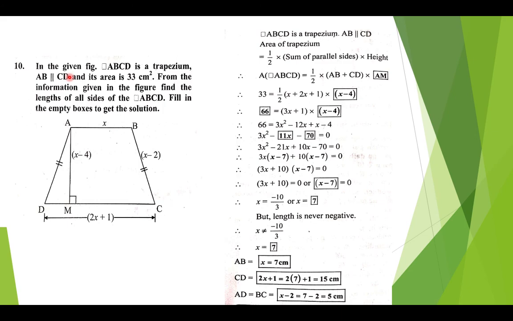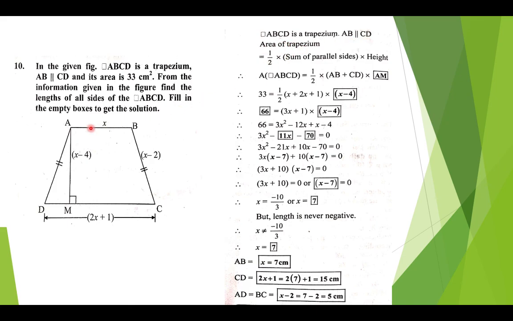In the given quadrilateral, ABCD is a trapezium, AB parallel to CD and its area is 30 centimeter square. From the given information in the figure, find the length of all the sides of quadrilateral ABCD. Fill in the empty boxes with the solution. So this is very simple. So quadrilateral ABCD is a trapezium. So AB parallel to CD.